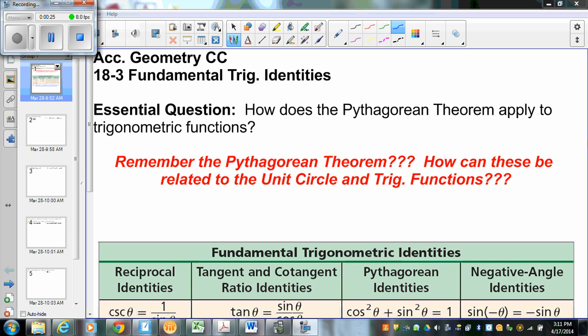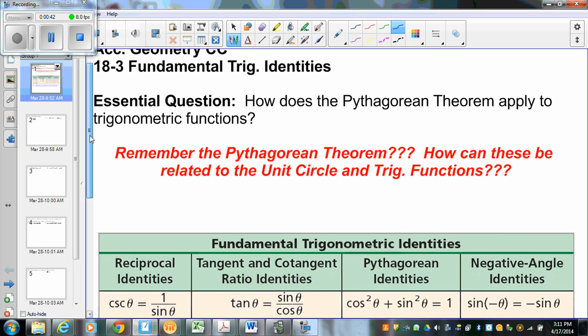And if you don't remember the Pythagorean theorem, we've already used it recently in Unit 17, that whole a squared plus b squared equals c squared thing. So how could these possibly relate to the unit circle and to trig functions? Well, we'll talk about them as we get to them.